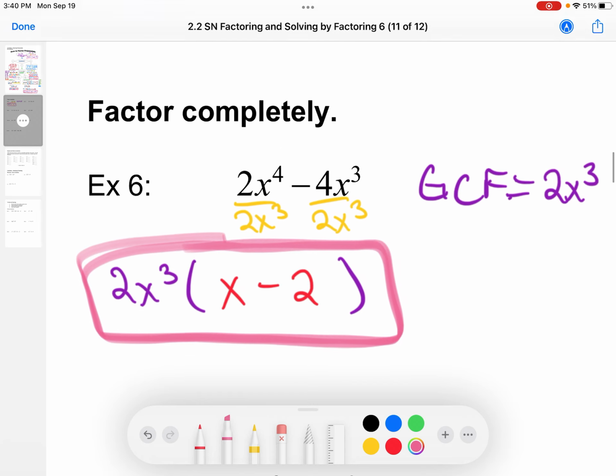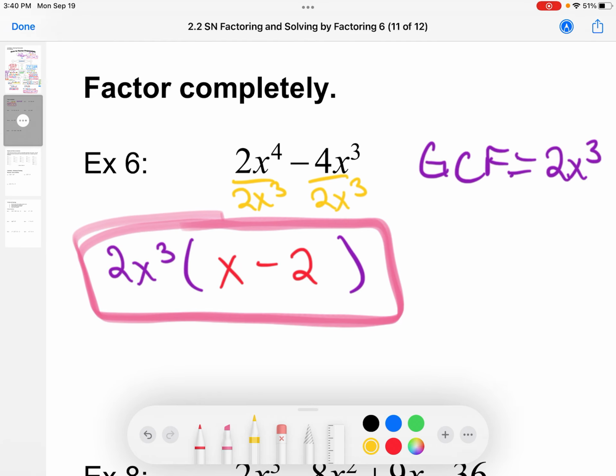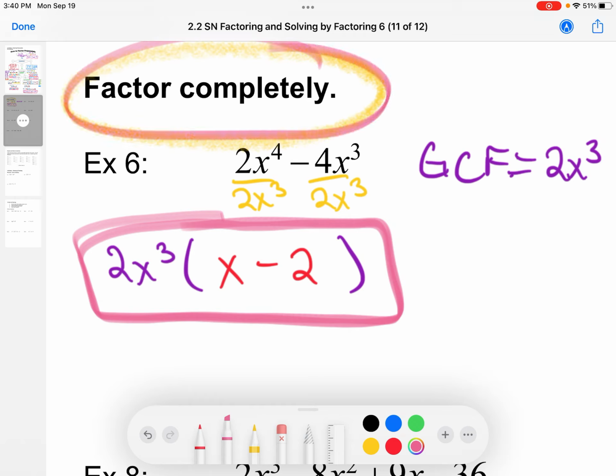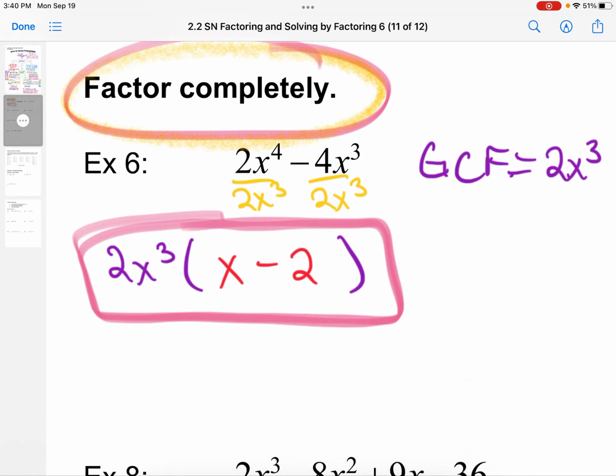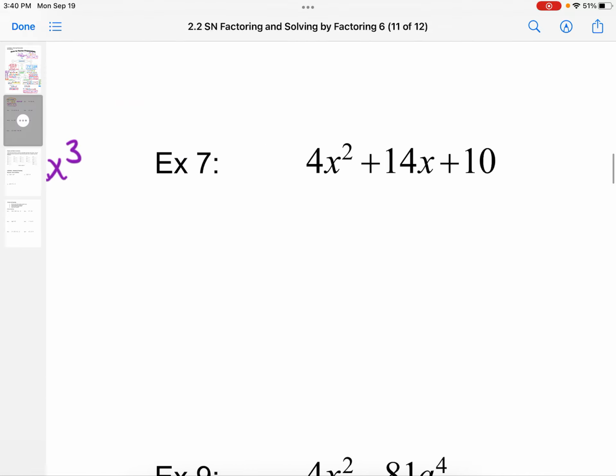Okay, a quick word about what I just mentioned, and that is factoring completely. Factoring completely means you factor it, then look at each individual factor and see if it can be factored more. And if it can be, you need to factor it more. We're going to see a couple of those on this page. Okay, so let's look at example 7.